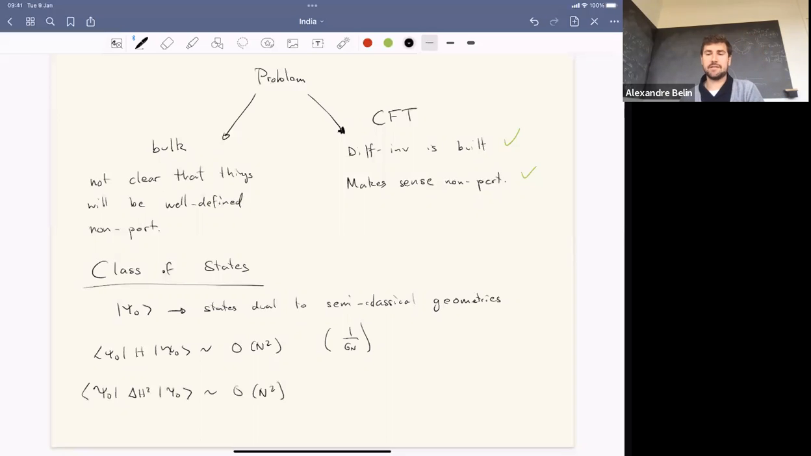In particular, this means that energy eigenstates are not in this class. And actually the vacuum fails both properties. The way you should think about these conditions physically: the first condition is just that the energy is large, meaning there's a large amount of back reaction on the spacetime. It's a strongly back-reacting spacetime. And the second condition, the way to think about it, is that the spacetime is macroscopically time dependent.